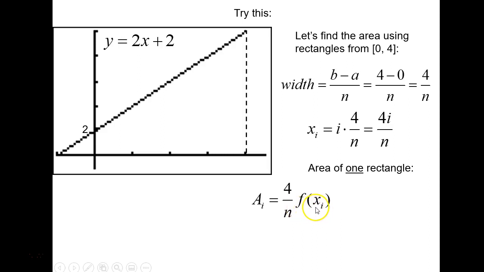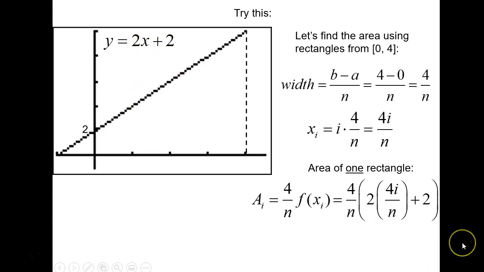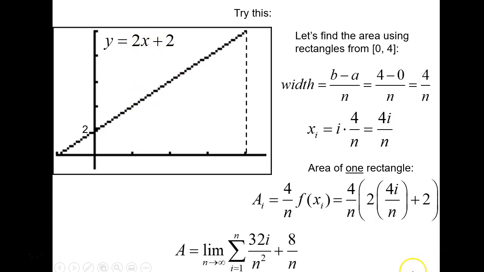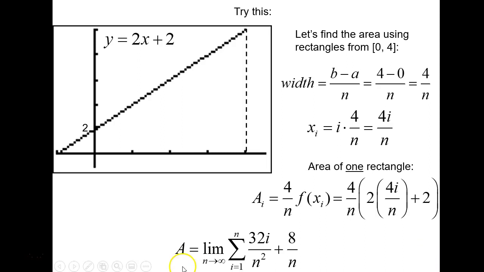Now, how do I get f of x sub i? I'm going to take this 4i over n, and I'm going to plug it in to the original function in place of the x. So in my example, that's 2 times 4i over n plus 2, because the function was 2x plus 2. We're going to write this as a summation, and I went ahead and added the limit in the same step, so I combined steps 4 and 5. Just for time's sake, trust me on the algebra here.